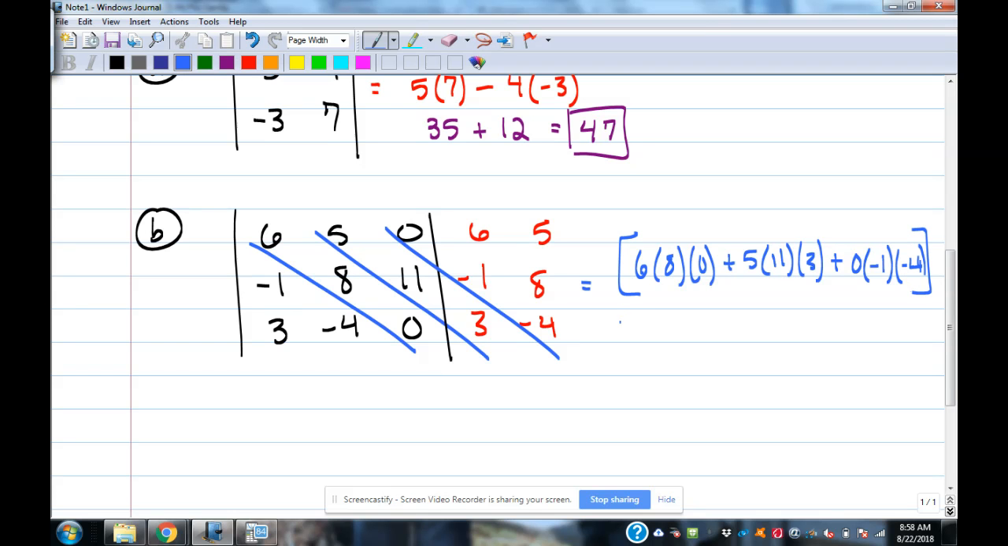And then I'd go the other direction, and I would subtract off the other diagonals. Okay, so I'd have to multiply 3 times 8 times 0 plus -4 times 11 times 6.